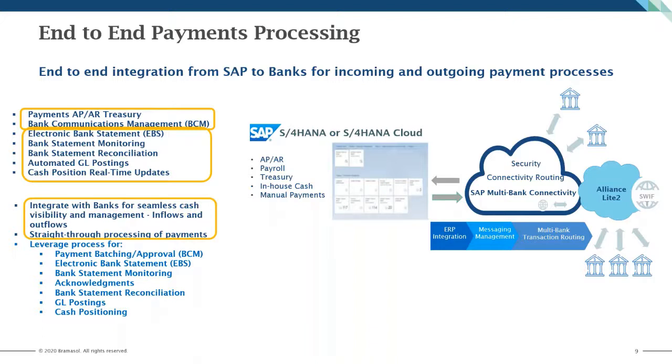So that's very flexible. And then bringing in our electronic bank statements after those payments flow back in again, your bank statements through Multibank Connectivity into SAP. Automatic bank statement monitoring, so you know if those bank statements actually were successful or not. And you can also then look at your automated bank statement reconciliation and do your reworks as needed. And of course, automated GL posting, and now you have your cash position in real time with automated updates straight in.